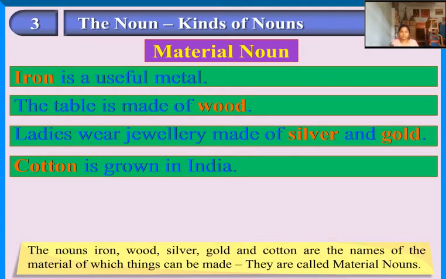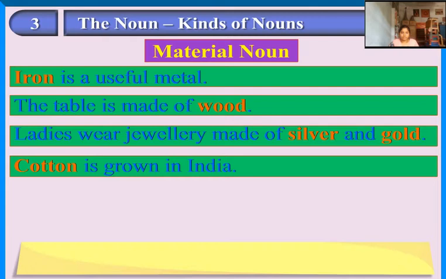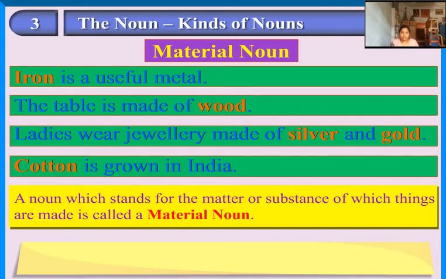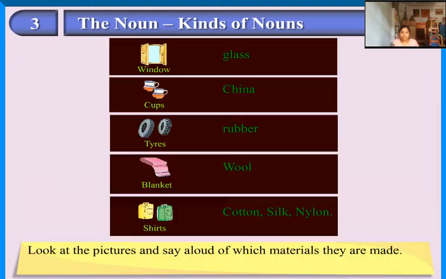The nouns iron, wood, silver, gold and cotton are the names of the material of which things can be made. They are called material nouns. A noun which stands for the matter or substance of which things are made is called a material noun. Look at the pictures and say aloud of which materials they are made.